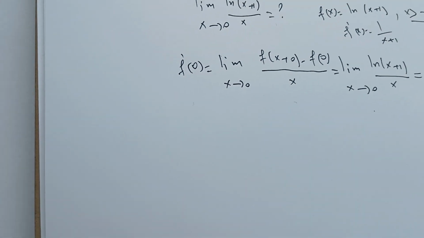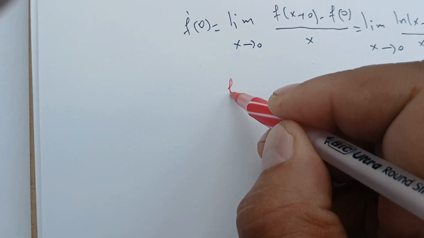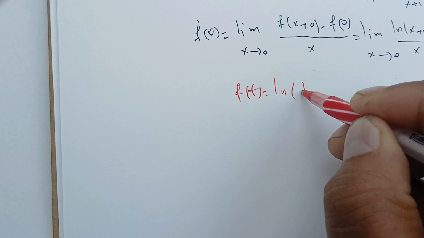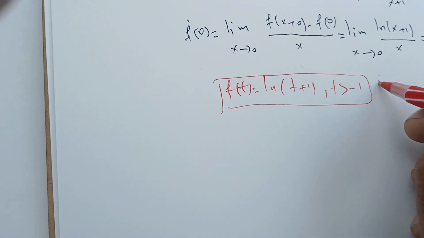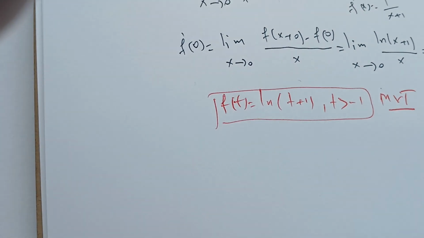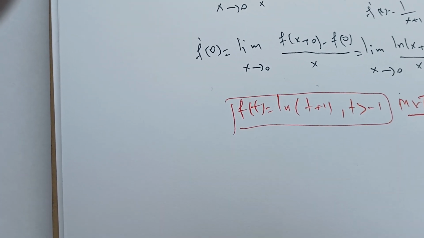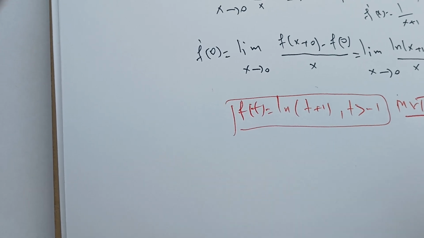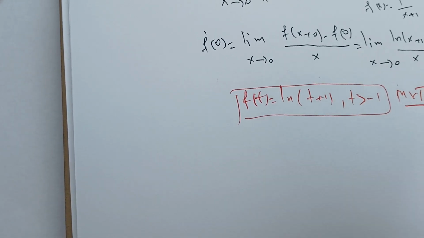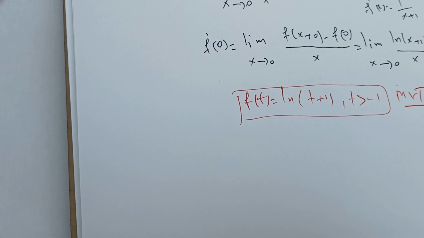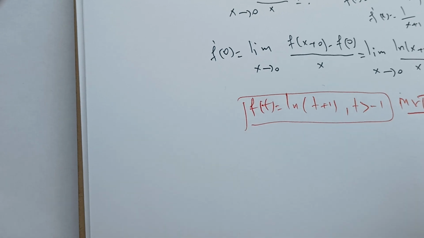Another way to do that is we can define a function. Let's call our function f of t. It's ln(t+1), t bigger than minus 1, and we're going to use the mean value theorem to get the same result. The mean value theorem is very critical and very important, and one needs to learn it for calculus. Some of these inequalities or limits are sometimes very hard to find, but with the mean value theorem you can find them easily.